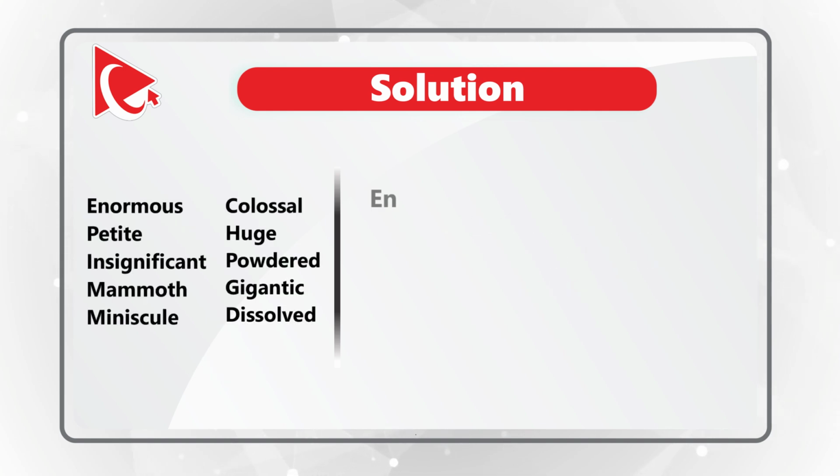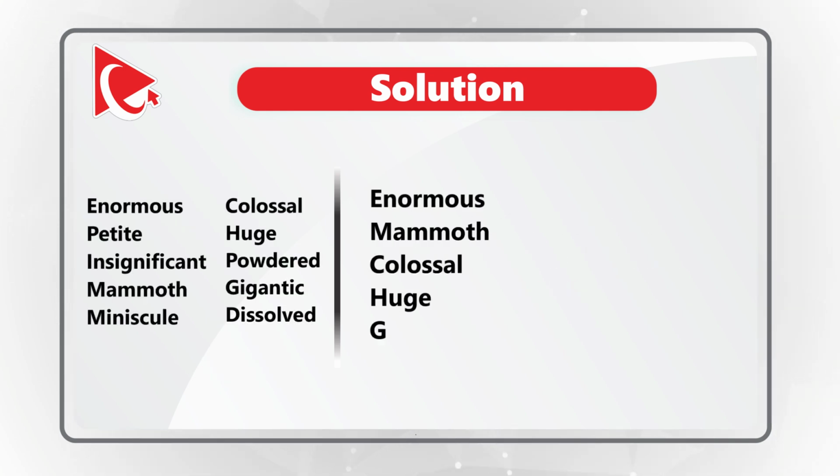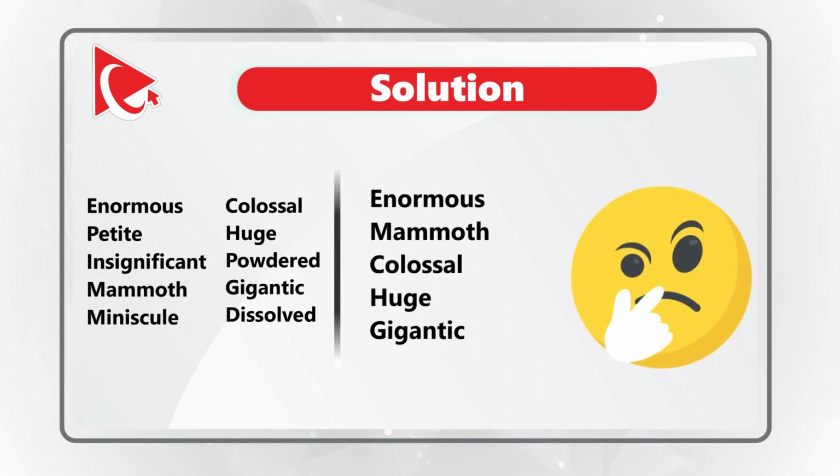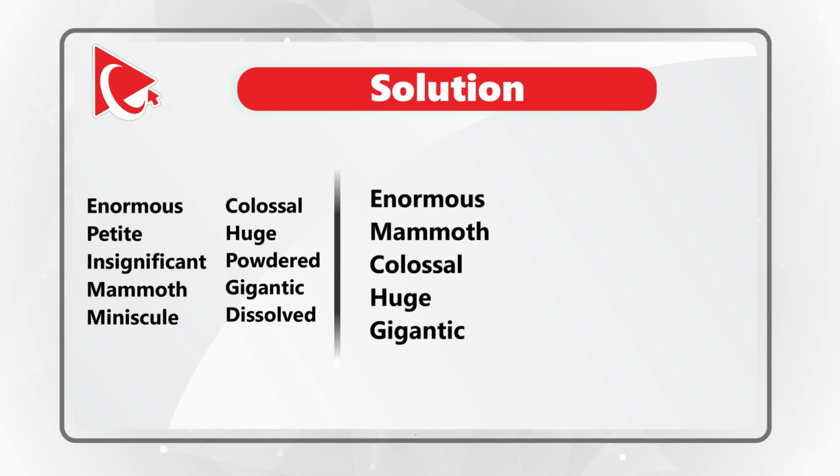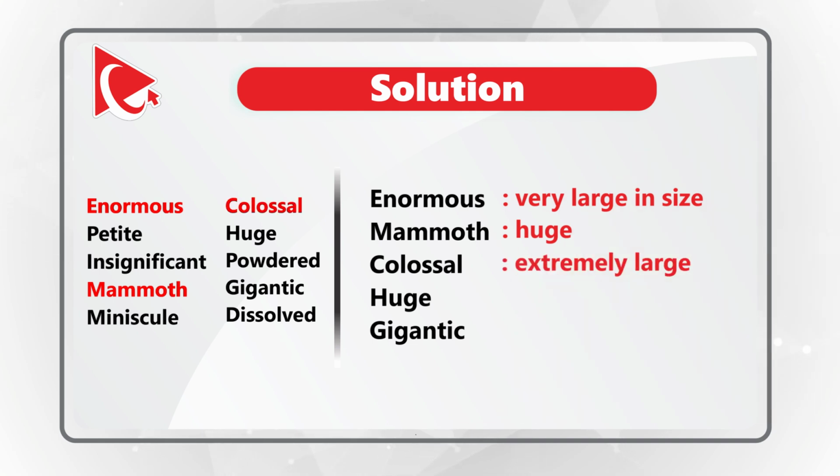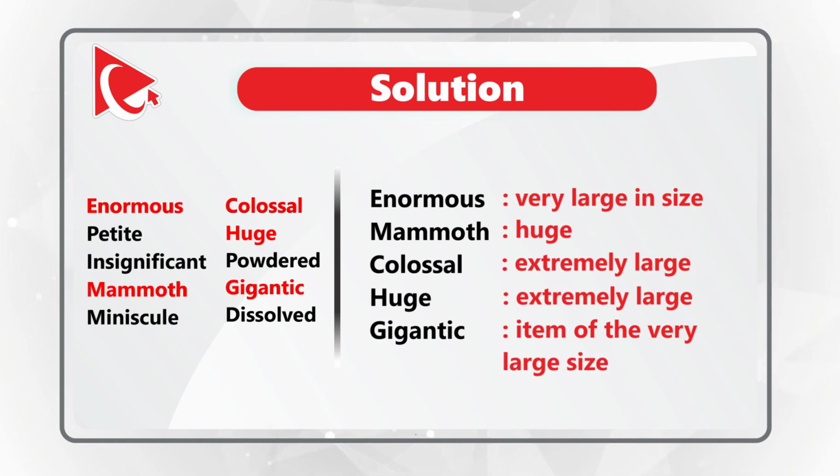The words enormous, mammoth, colossal, huge, and gigantic are similar in definition to the word large. Enormous means very large in size. Mammoth means huge. Colossal means extremely large, and the word huge has a similar meaning of extremely large. And finally, the word gigantic means an item of a very large size.